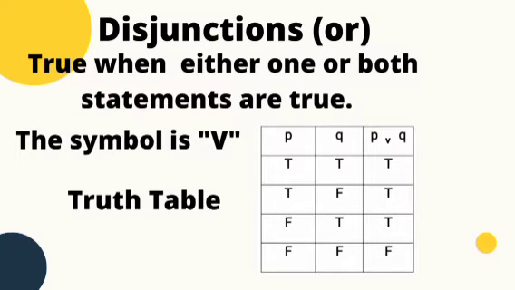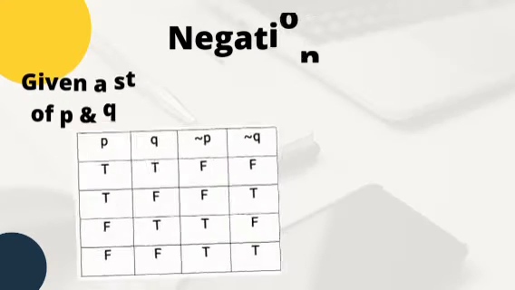If statement P is true and statement Q is false, then P or Q is said to be true. If statement P is false and statement Q is true, then P or Q is said to be true. And lastly, if P is false and Q is false, then P or Q is said to be false.